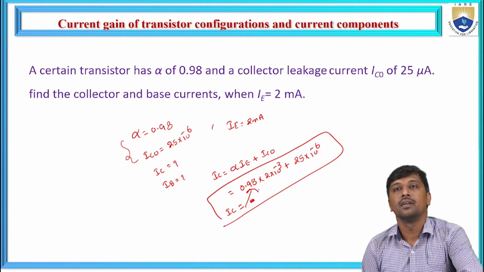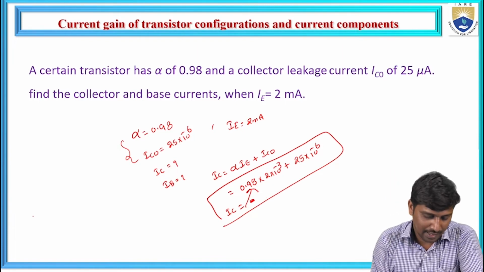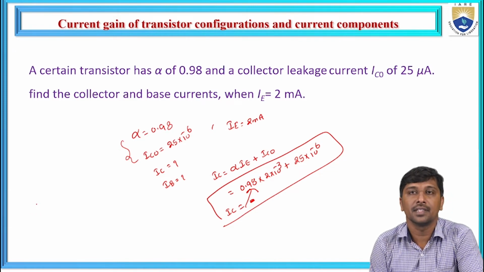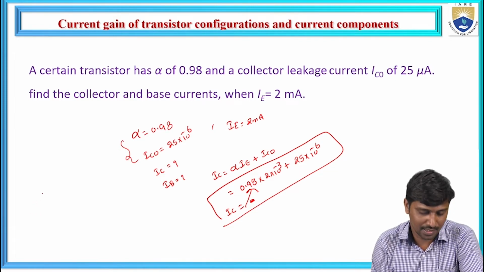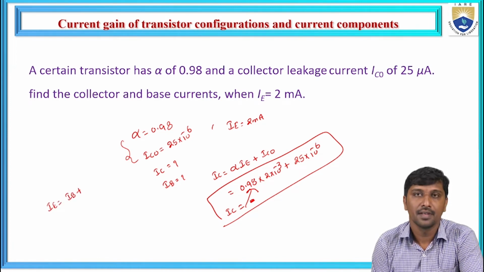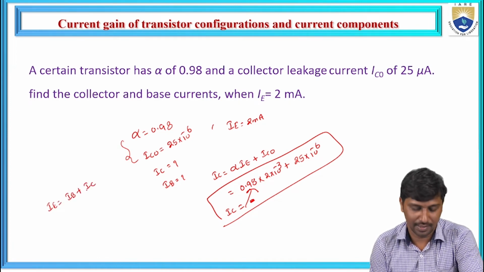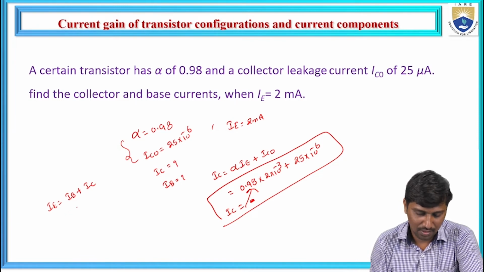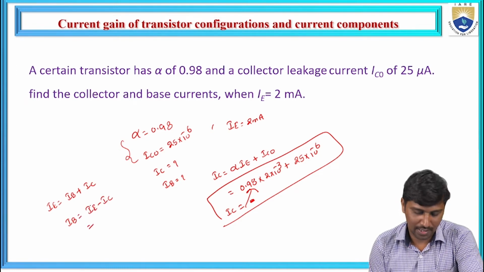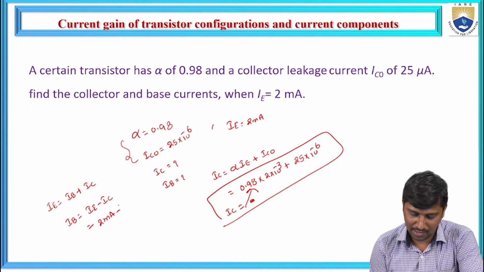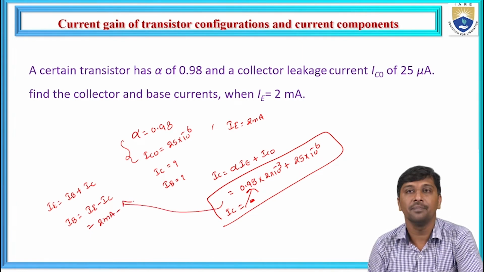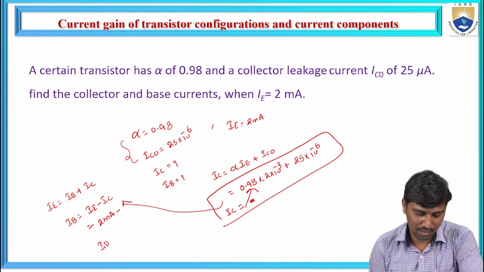Now we need to calculate the base current. We know that from the transistor construction, the emitter current is always the summation of base current and collector current. So from this we need to derive IB. Hence IB is equal to IE minus IC. So IE is 2 milliamperes minus, you can substitute this IC value here, then you can observe this IB.